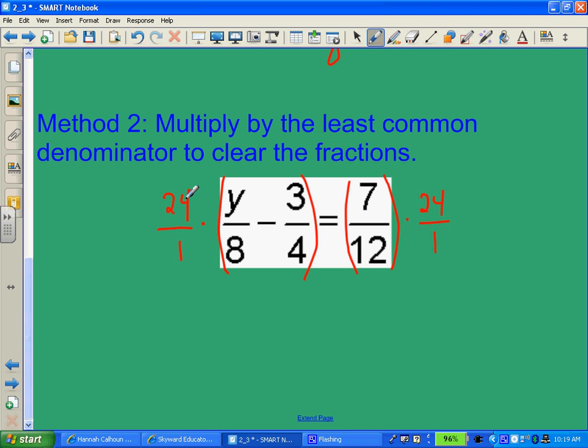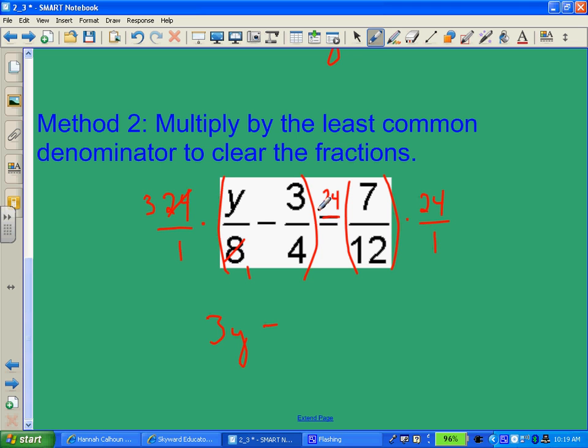So we'll start with 24 over 1 times y over 8. And I'm going to cross reduce. So 8 goes into 8 one time and into 24 3 times. So 3 times y is 3y. 1 times 1 is 1. I don't have to write that part.